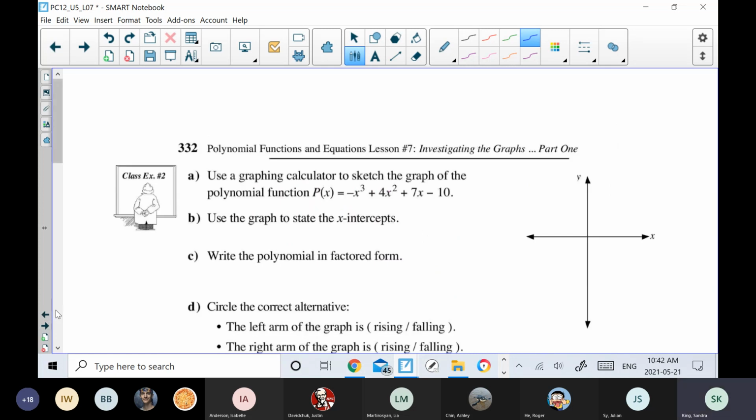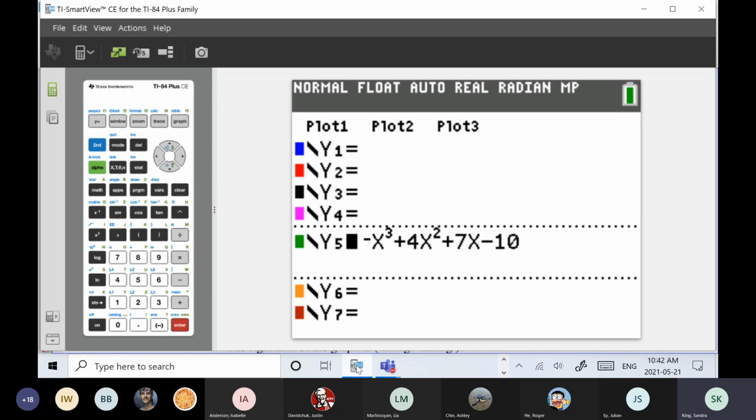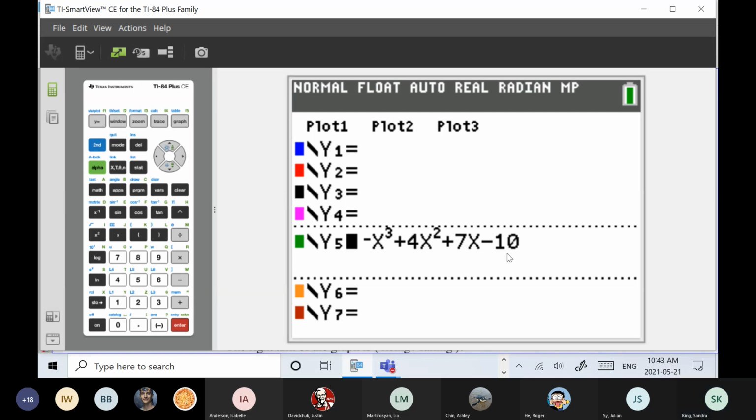Class example 2. Oh, this is the one I think I had entered in my calculator. Use a graphing calculator to sketch the graph of the following polynomial function. So again, it's a 3rd degree polynomial. It could have up to 3 x-intercepts. I know that this is my constant term of -10. So there's going to be a y-intercept down here at -10. Take out your calculators and put that in your calculators. Just make sure that that is the one I have in. Yeah, right here. So -x cubed plus 4x squared plus 7x minus 10. When you have that inputted into your calculator, you could hit your graph.